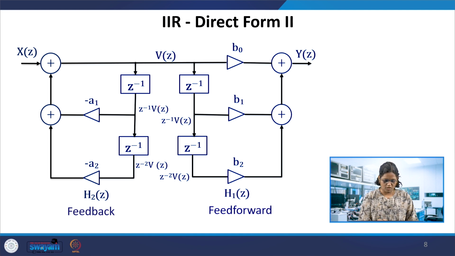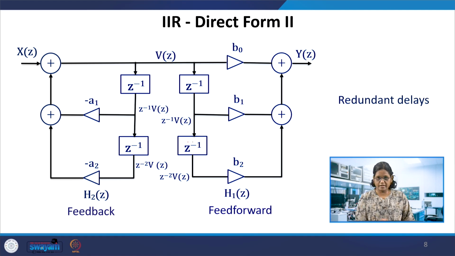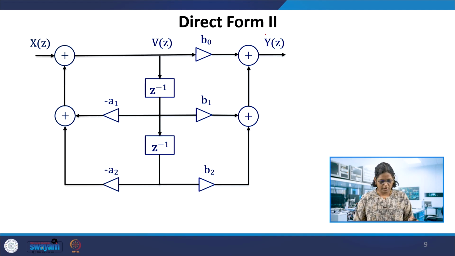Almost this and this are the same, and this is also the same. The signals we got are v of z delayed once and then delayed twice here. So from this we have redundant delays which can be combined into one delay, to have fewer delays in the structure. That's how direct form 2 helps: combine the delay at this point, v of z, x of z, b0, b1, b2, minus a1, a2, so y. So this is the IIR direct form 2.